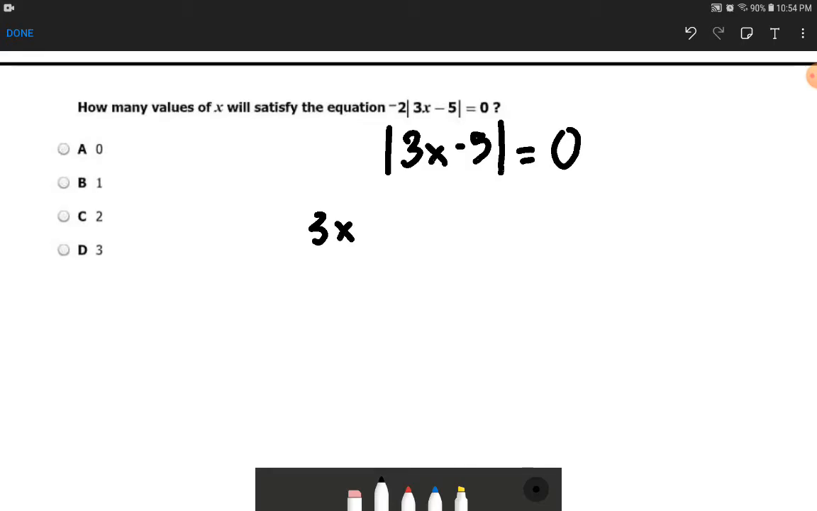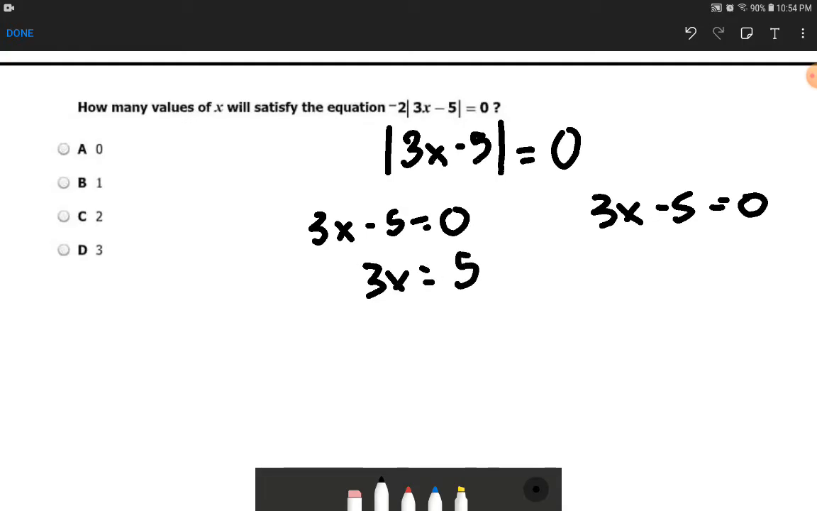So we have 3x minus 5 equals 0. And since this is 0, both the equations will be the same, so we can just solve one. So 3x minus 5 equals 0, so add 5 on both sides, my bad. And then divide by 3. So that will be our final answer. Since the number is 0, there's no positive or negative version. So the number of values of x will only be 1 instead of the usual 2. So our answer is B.